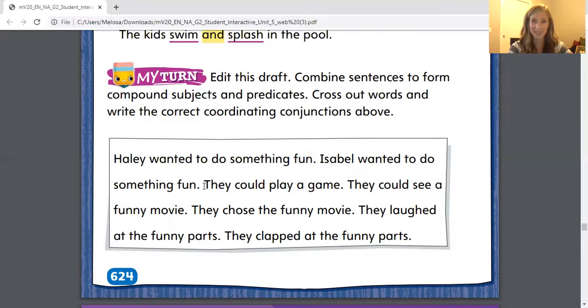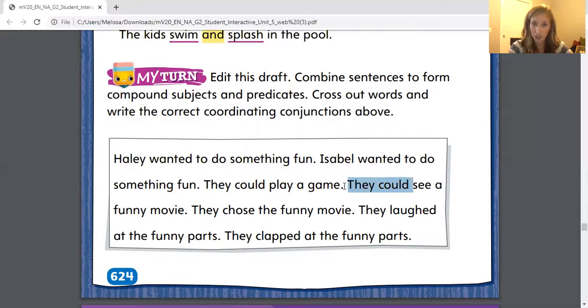All right, the next two sentences read, they could play a game, they could see a funny movie. So instead of repeating they could, we could say they could play a game or they could see a funny movie. So what I need to do is cross out this period and make this T lowercase and then replace it with the word or. They could play a game or see a funny movie.